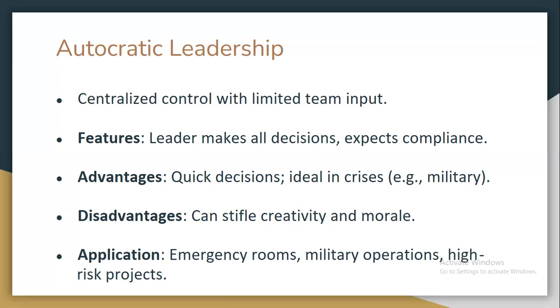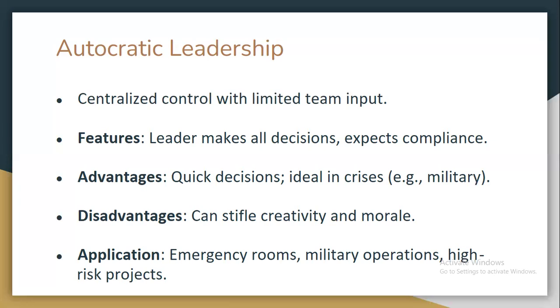So there are times that autocratic leadership is mostly used, and it's a requirement, right, that autocratic leadership styles be exhibited. So for example, when you have a critical situation in an emergency room, the head doctor would in that instance take on the role of an autocratic leader, okay, so that whatever has to be done will be done quickly.